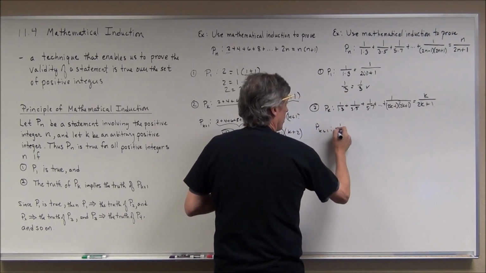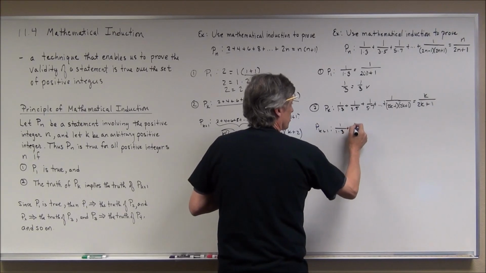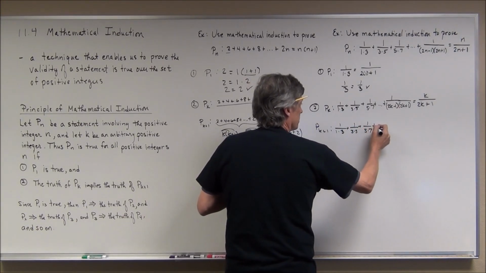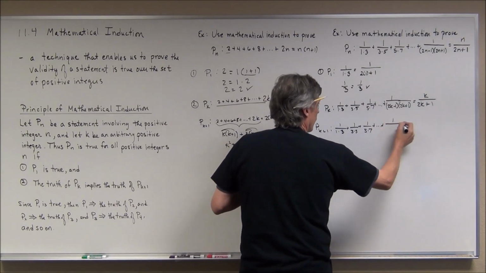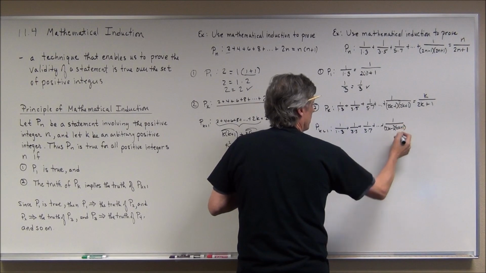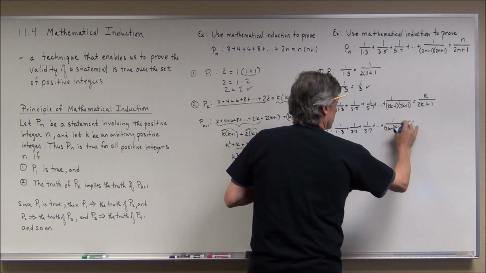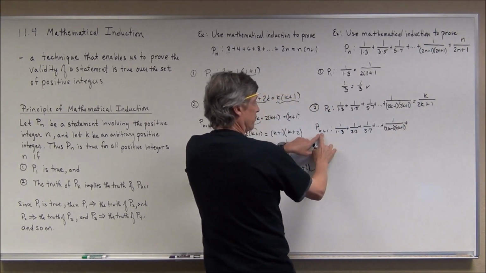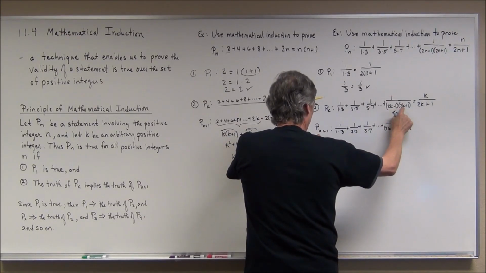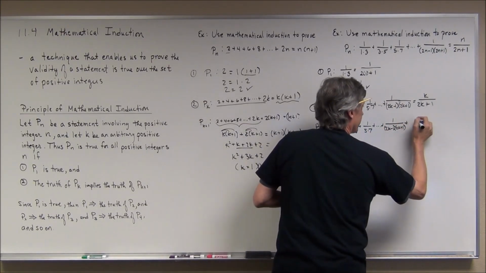So 1 over 1 times 3 plus 1 over 3 times 5 plus 1 over 5 times 7 plus dot dot dot plus 1 over the quantity 2k minus 1 times the quantity 2k plus 1, equal, plus one more term, plus the k plus first. So that means I have to replace the k in here and in here with k plus 1.